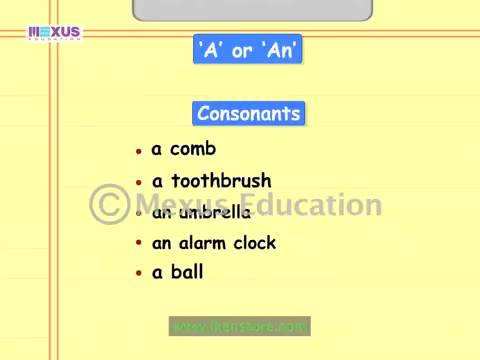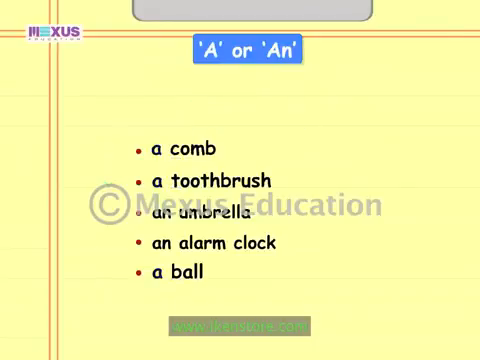There are 3 words in Zizi's list that start with consonants. Can you tell what they are? They are comb, toothbrush, and ball. The word comb starts with the consonant sound k. The word toothbrush starts with the consonant sound t. And the word ball starts with the consonant sound b. So we use a before these words.